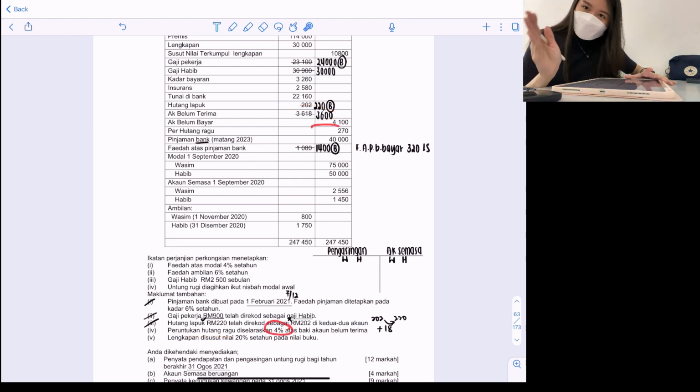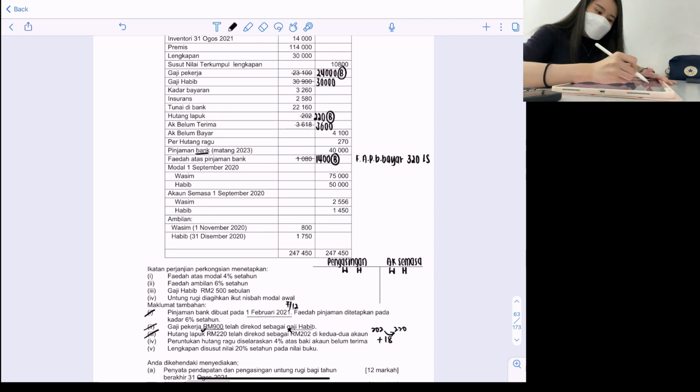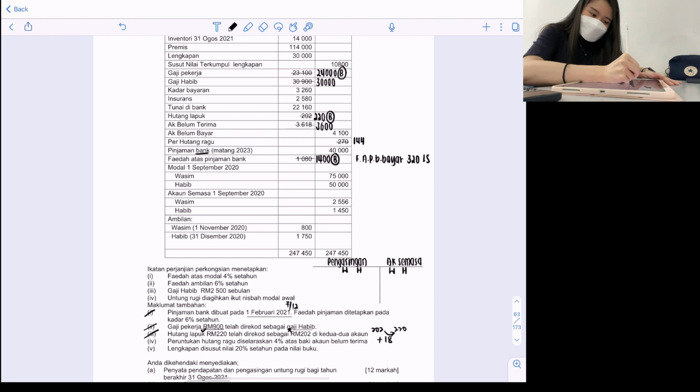Now, whenever we do peruntukan hutang ragu, we try not to waste time on writing them ourselves. As long as the question provides us with it, we can just exchange the value. So from 270, we have found a 144. So I would just straight out change it to 144. And that's it for the PHR part. I've gotten the negative AS. And then proceeded with what? Proceeded with the difference, of course.